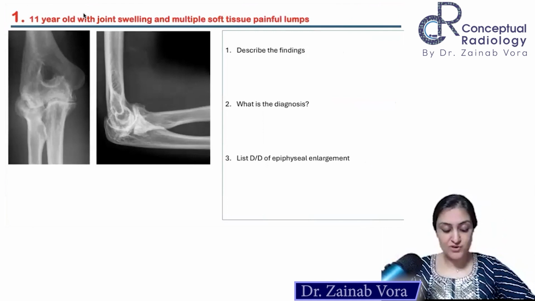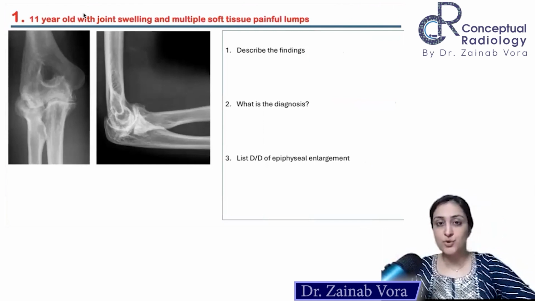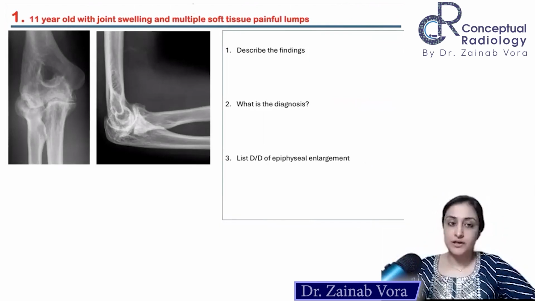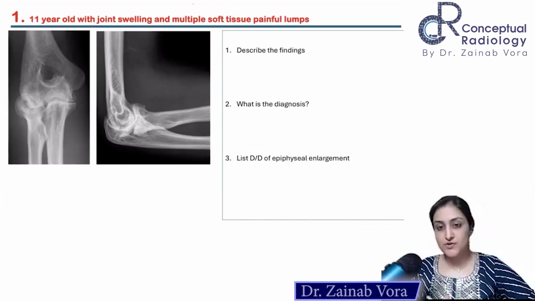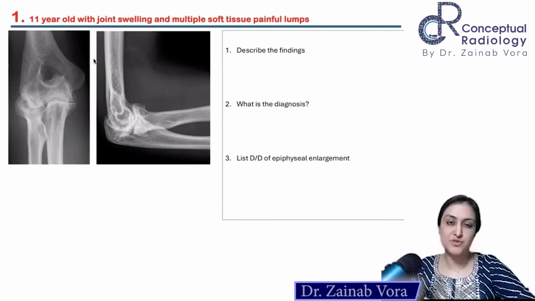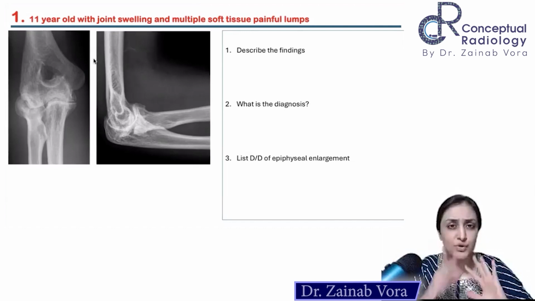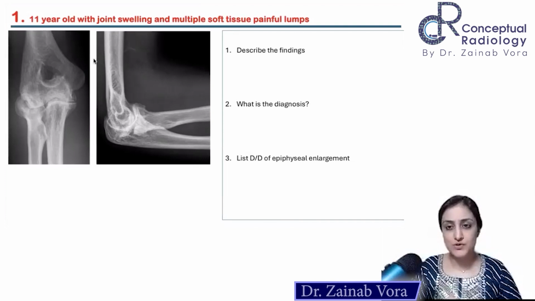11-year-old with joint swelling and multiple soft tissue painful lumps. I'm showing you the X-ray of the elbow, AP and lateral view. What do you think? So these are the 3 questions. Describe the findings. What is the diagnosis? And list DD of epiphyseal enlargement. So sometimes when you're not sure, read all of the questions and that'll also give you a hint of what could be the possible diagnosis, which it does in this case.